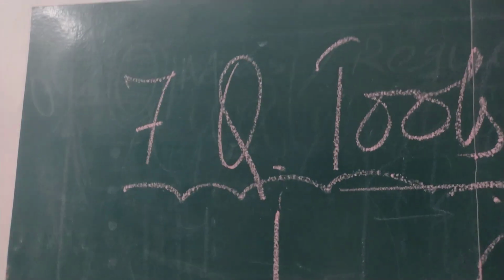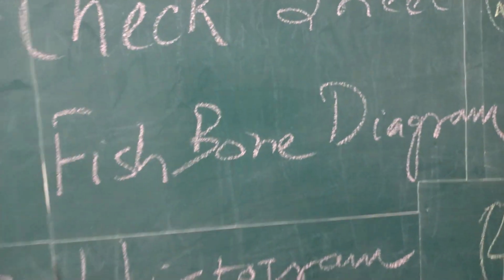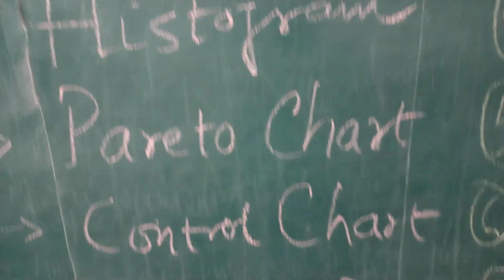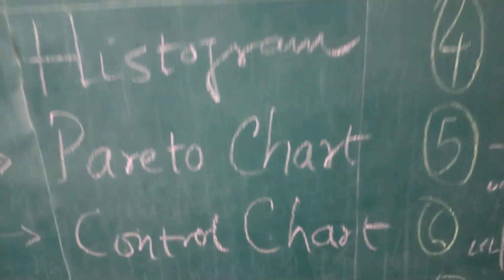So to sum up, we have covered 7 quality tools called flowchart, check sheet, fishbone diagram, histogram, Pareto chart, control chart, and the scatter diagram.